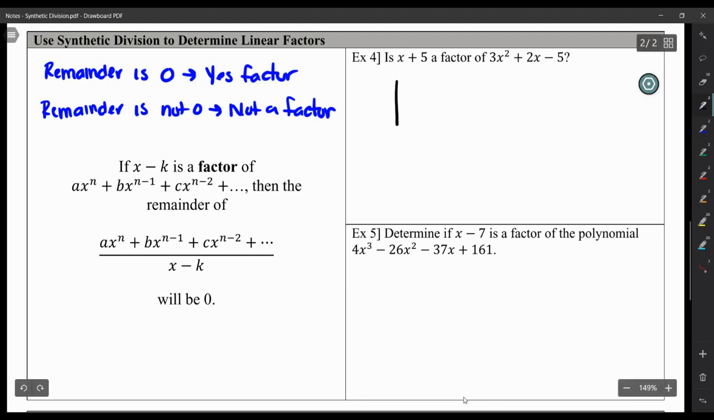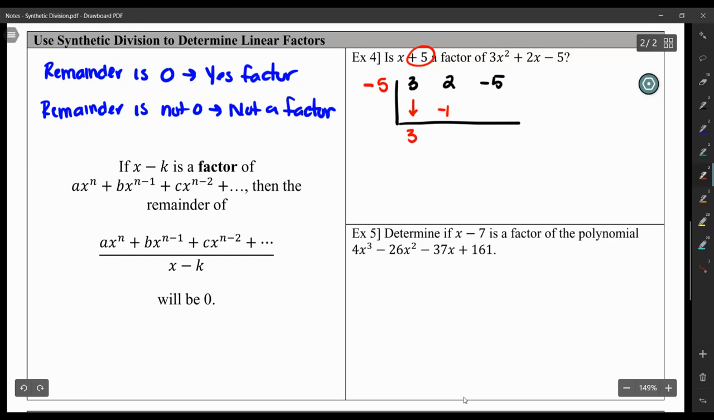So we're going to use synthetic division to decide. So my inside numbers will be a 3, a 2, and a -5 because we're not missing any variables. We have x squared, we have x, and we have no x's. And then the outside number is going to be a -5. It's always opposite of whatever this is. And so we start our synthetic division.